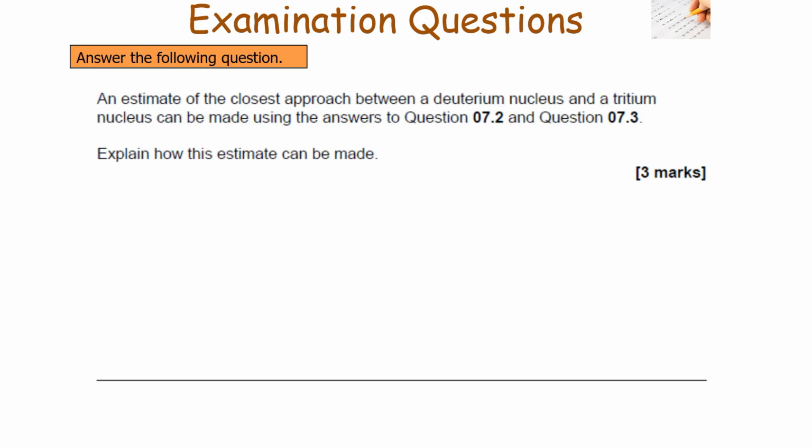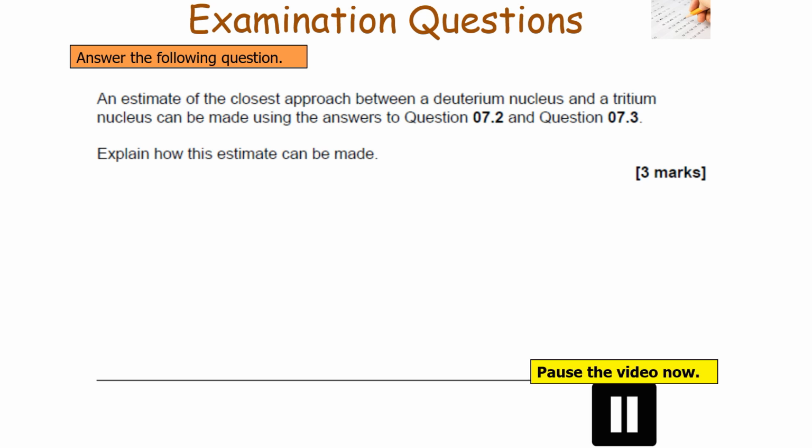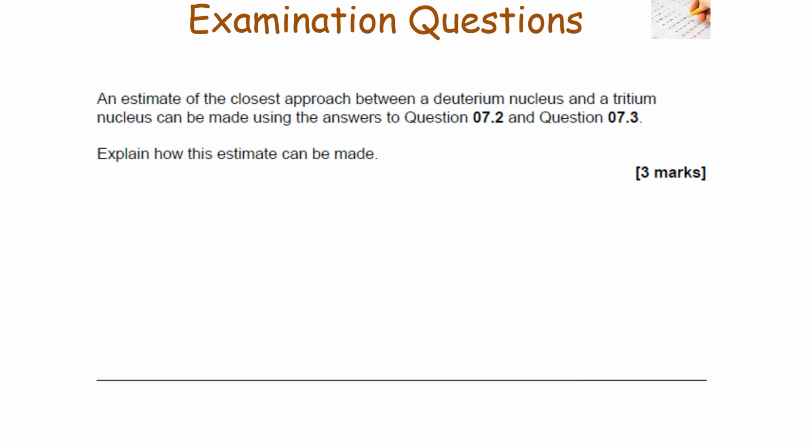Right, the next question says an estimate of the closest approach between the deuterium nucleus and the tritium nucleus can be made using answers. Explain how this estimation can be made. Right, so pause the video now, then unpause the video when you want to go through your answer. Right, so how can you do this? Well, how can you work out the distance of closest approach from an estimation?